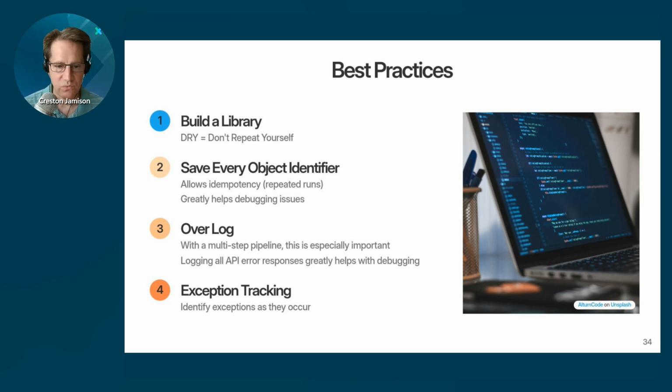Third recommendation would be to overlog, or log more than you think you need, particularly with a multi-step pipeline, like all of these different method calls happening, all these objects being created. It's especially important to know where failure points happened. So again, logging all of those requests definitely helps with debugging.